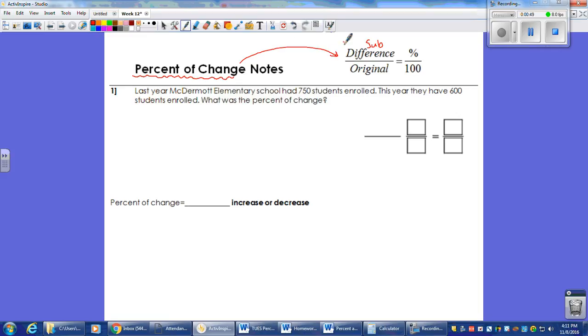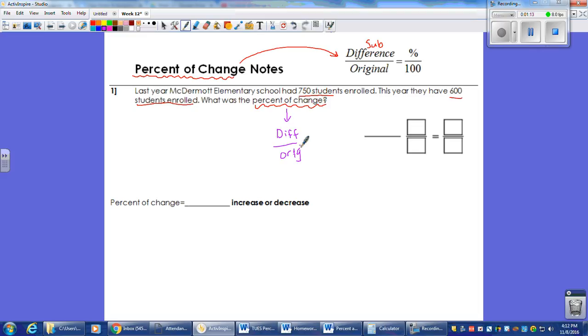So it says last year McDermott Elementary School had 750 students enrolled. This year they have 600 students enrolled. What is the percent of change? Whenever you see the words percent of change, you know you are dealing with the difference over the original. Not part over total, the difference over the original.